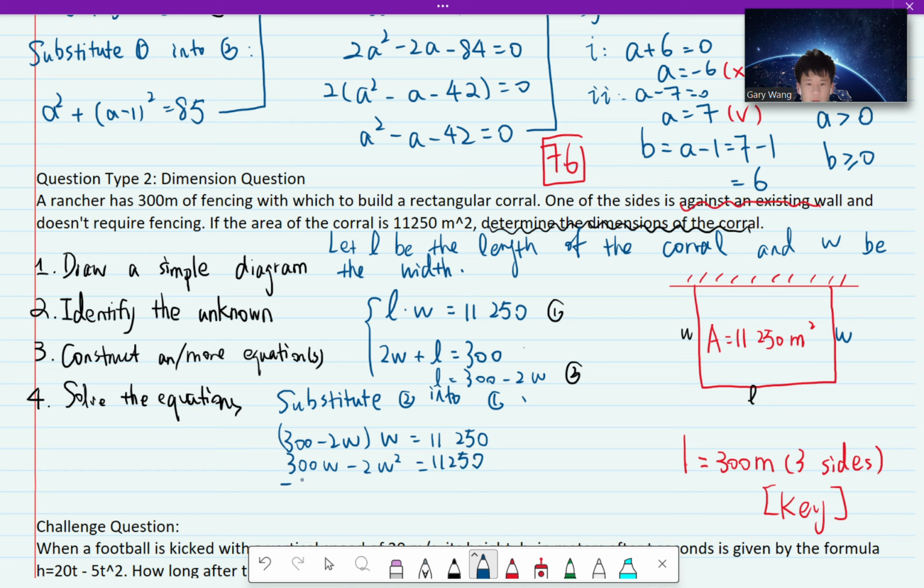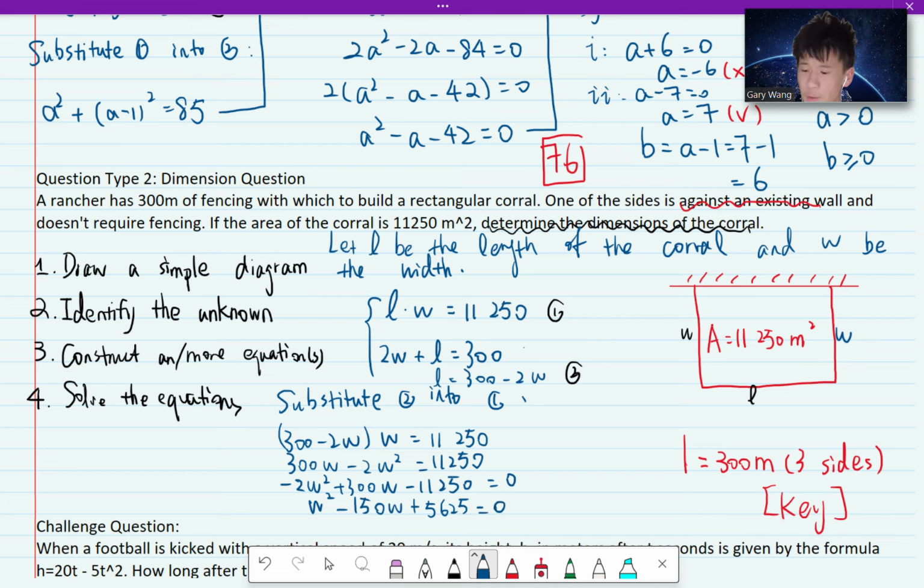And we put the 11,250 to the left side as well. So negative 2W squared plus 300W minus 11,250 equal to 0. And let's get rid of the negative 2. So we divide negative 2 on both sides. We would get something like this equal to 0.